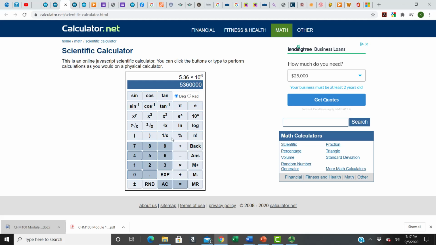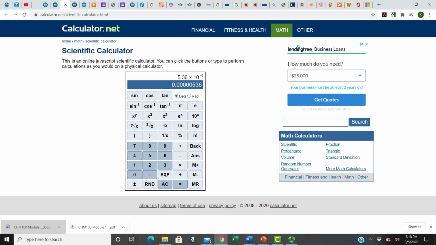If I wanted to express this as a negative 6, I would just hit this plus or minus button at the bottom. And there we go. It just made it a very small number, less than 1. So please remember to use this exponential button.